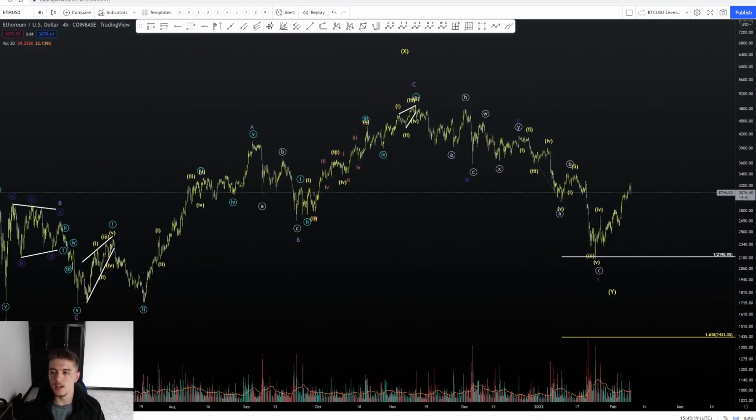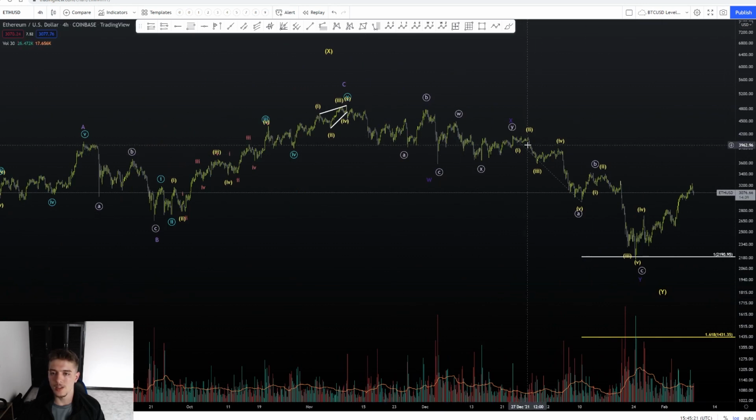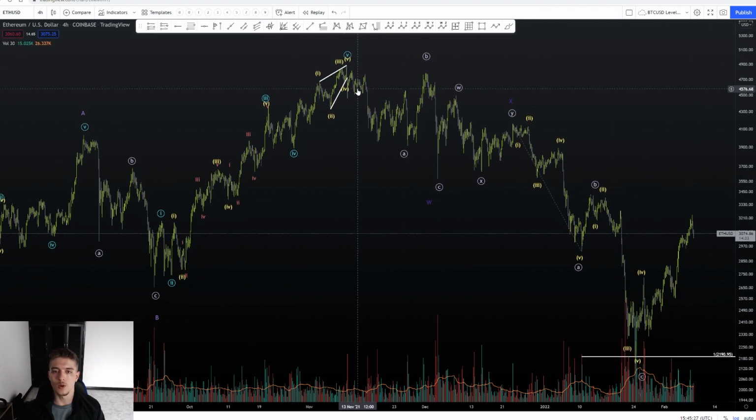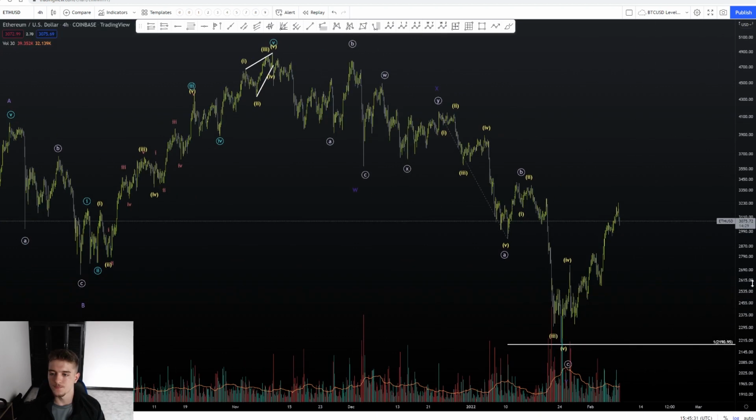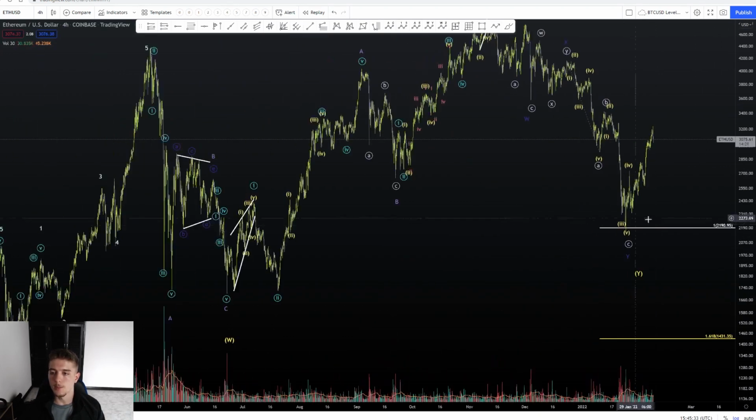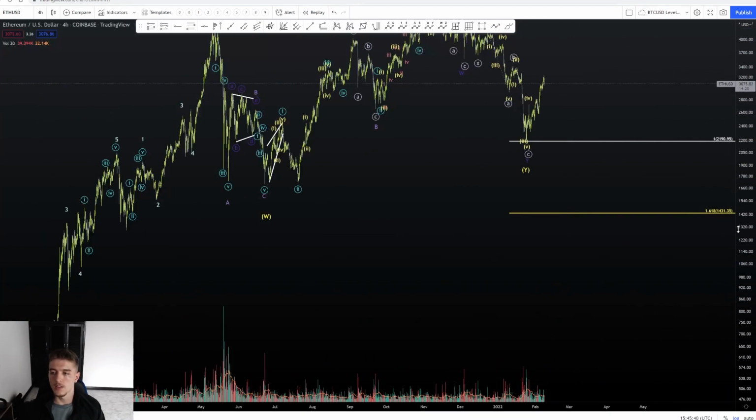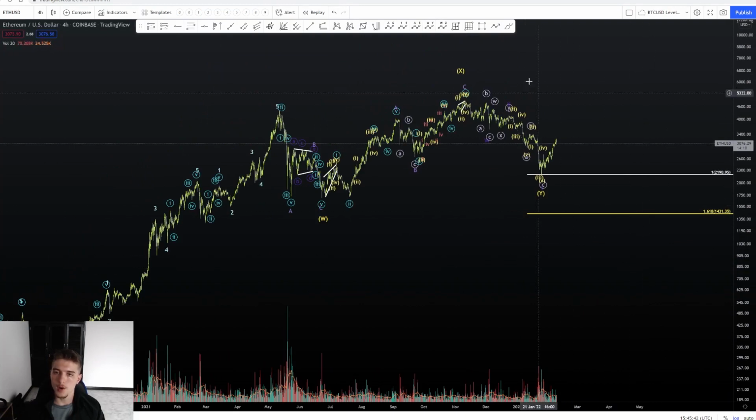It makes sense because if you count this all as an impulse, it's very hard to get a nice impulse out of it, like I mentioned earlier. So this makes some decent sense if you call this an ABC, WXY, ABC. So that would have given us a bottom right here for this intermediate wave Y, and also for the primary wave 4. Well, not necessarily the primary wave 4.